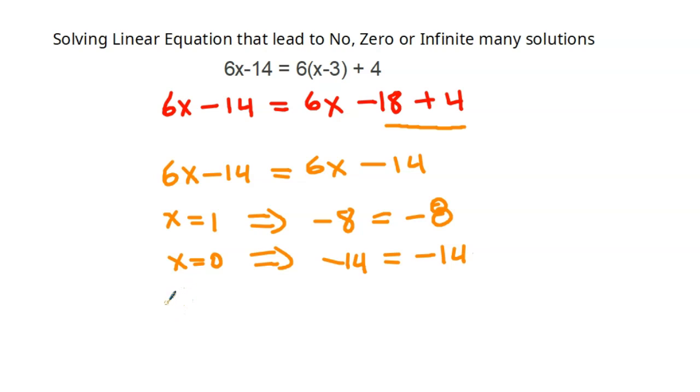Let's try a bigger one. We can say x equals 3. That implies that here will be 18. 18 minus 14 will be 2. And here will be 18 minus 14. That will be 2. So here, what we realize is that we are getting the same on the right-hand side and the same on the left-hand side. So this equation is the one that is leading us into infinitely many solutions.